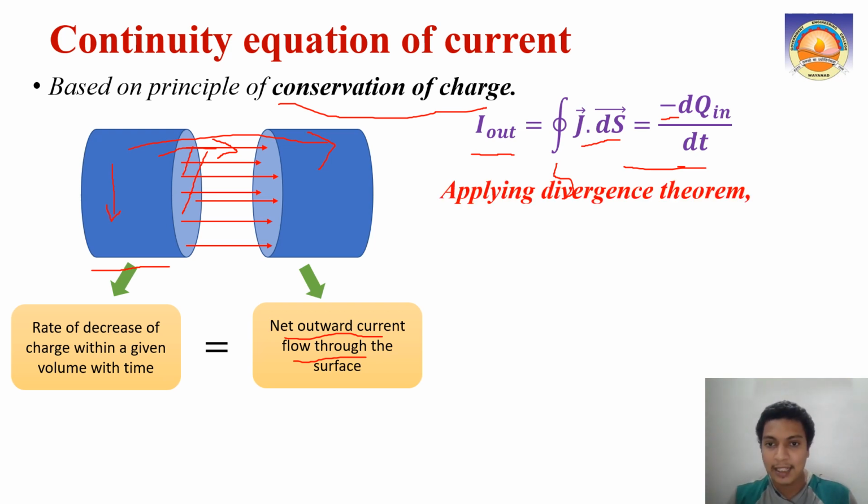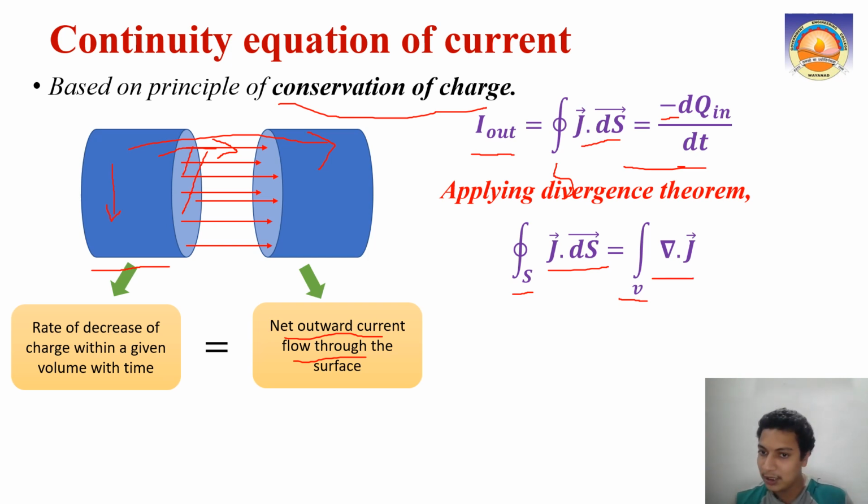If we apply the divergence theorem here, since we are considering a closed surface S, we can apply the divergence theorem, right? So what is the divergence theorem? It can convert the surface integral over a closed surface into a volume integral over the volume enclosed by the surface. So our surface integral is of J dot ds. When we apply the divergence theorem, it will become del dot J dv, right? That is when we apply the divergence theorem.